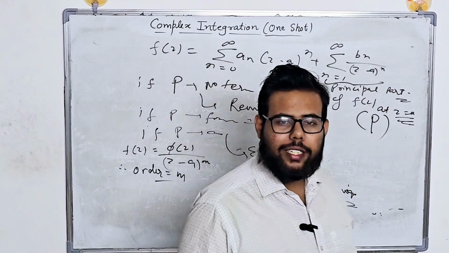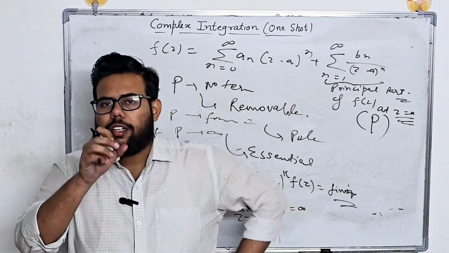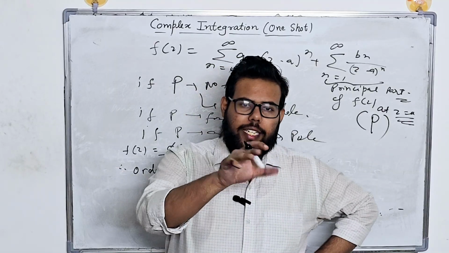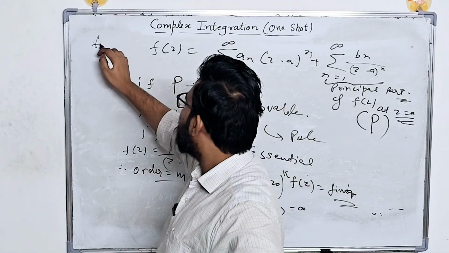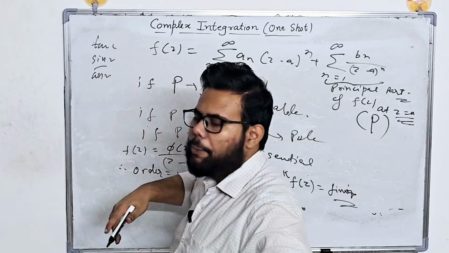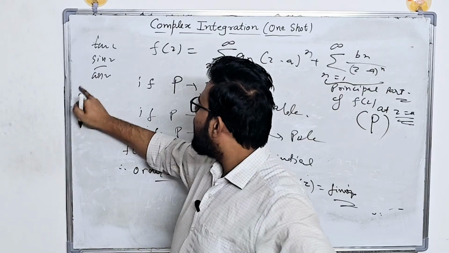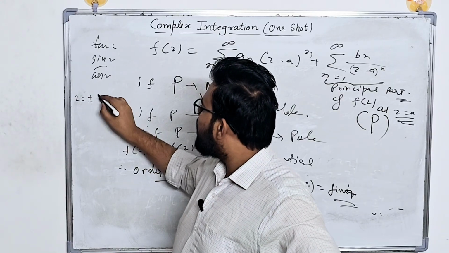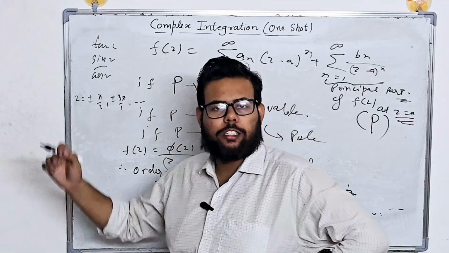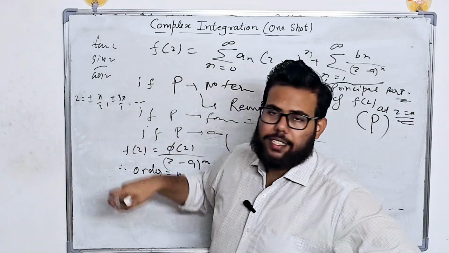Now we will do some questions, and I will tell you the difference between isolated and non-isolated singularity. For example, suppose we have a function tan z. It is sin z divided by cos z. At what points is it not defined? Well, when z is equal to plus minus pi by 2, plus minus 3 pi by 2, and so on, the odd multiples of pi by 2. So it is not defined at particular points.